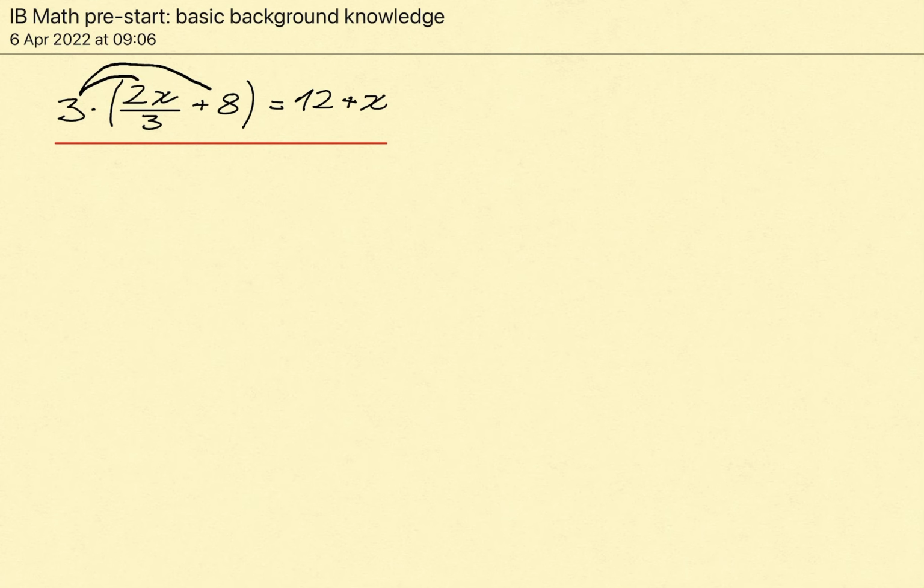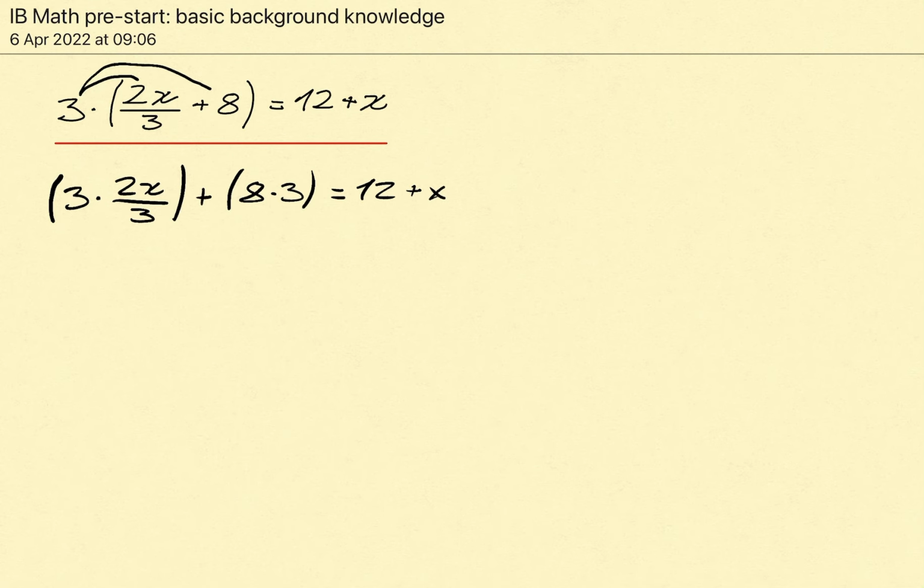So if we rewrite this equation in a more simplified way, we will get 3 times 2x over 3. This is maybe not so simple at the beginning, but you'll see how this will simplify. Plus 8 times 3 equals 12 plus x. Again, as mentioned, the right-hand side doesn't need to be changed. Now let's solve this bracket.